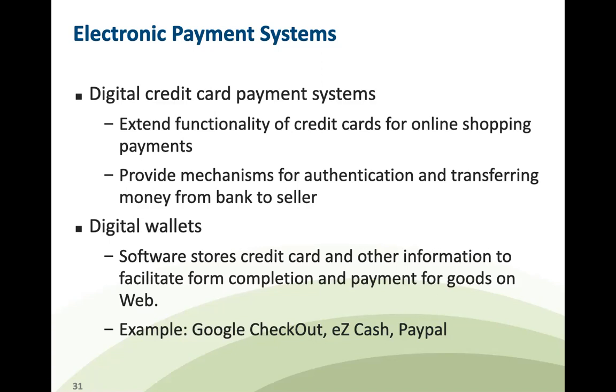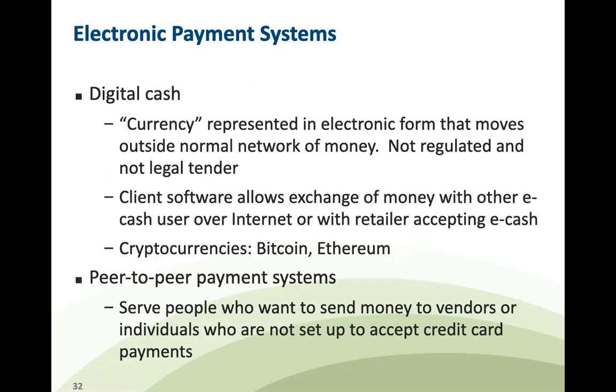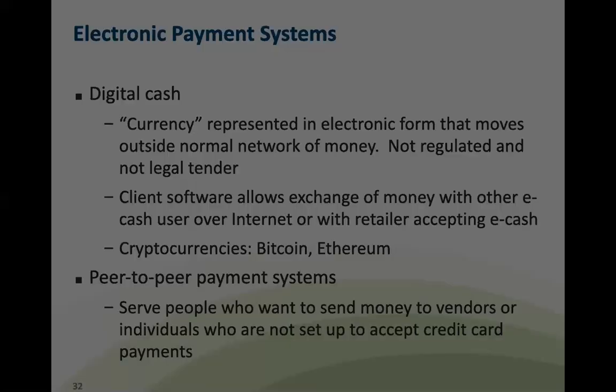Then digital wallets are there, right? So Easy Cash, PayPal, and now you have this freebie. Software stores credit card and other information to facilitate form completion and payment for goods on the web. Okay, then you have digital cash. For digital cash, the most popular examples are cryptocurrencies such as Bitcoin, right?